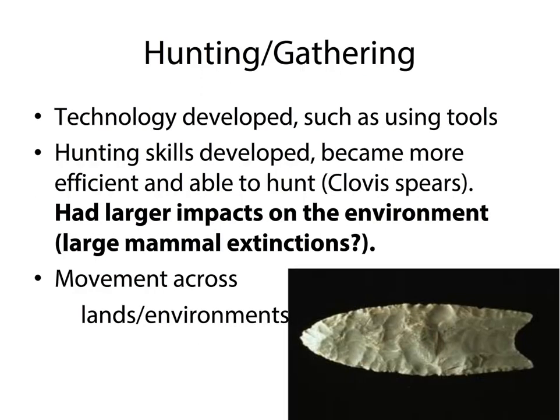Now, eventually technology would develop, even for humans back in the day, and they'd start using more and more tools. They would develop their hunting skills more and more, and they would become much more efficient because they would invent what are called Clovis spears. Up to this point, we were kind of scavengers, kind of fishermen, kind of trying to eke out a living, but we weren't that efficient of hunters. Well, once the Clovis spears came about, we could really take down the larger mammals. And because of that, we started to have a much larger impact on the environment.